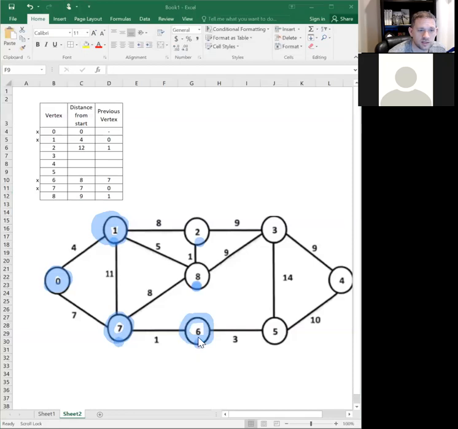Okay, so at 6, I'm at a distance of 8, right? So the only thing directly connected to it would be 5, and that would give that a distance of 11, right? 8 plus 3, 11, that'd be through 6. That's it. Okay, next shortest distance would be 8. So let's visit 8. Put an X there.